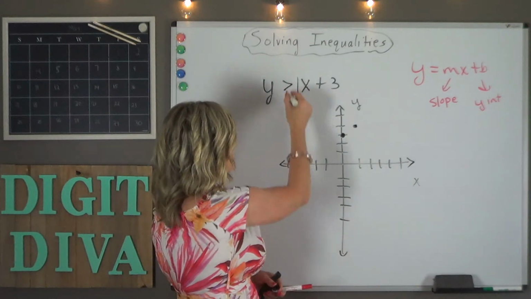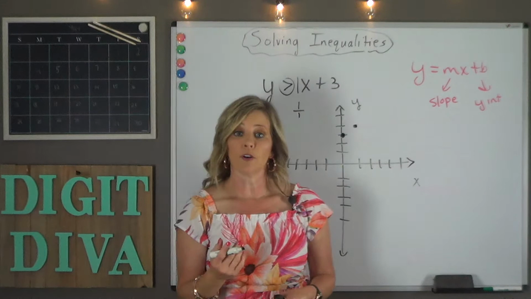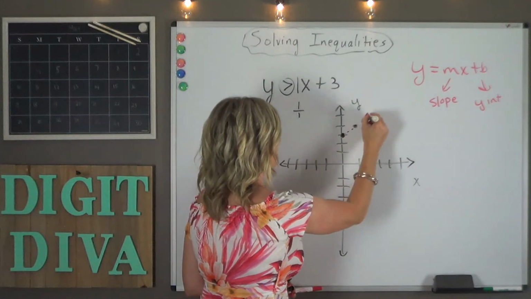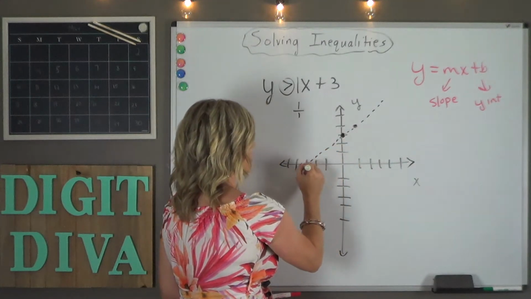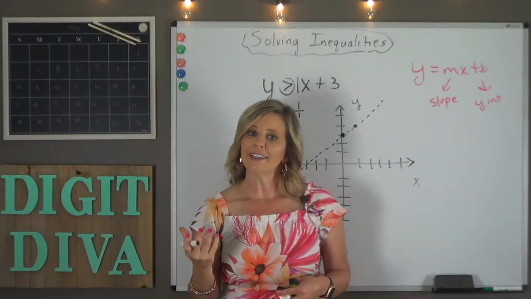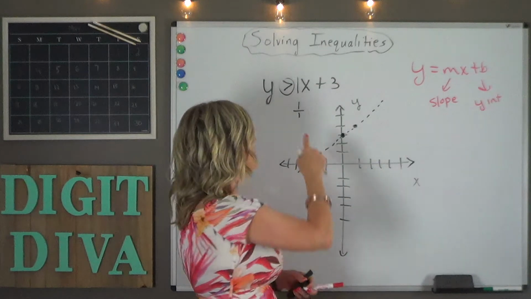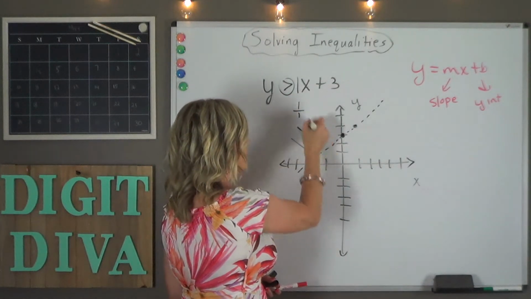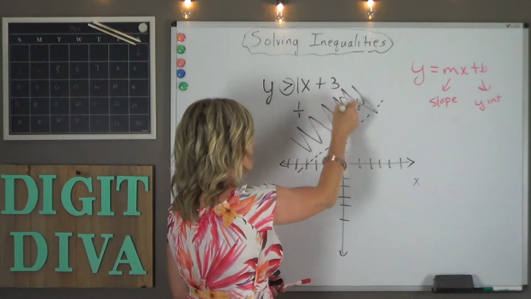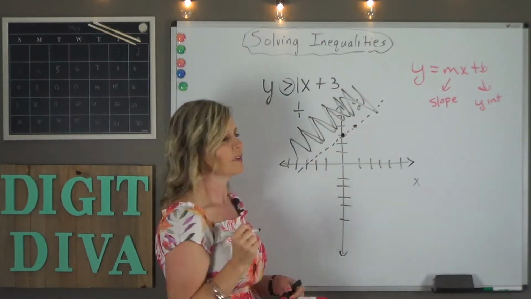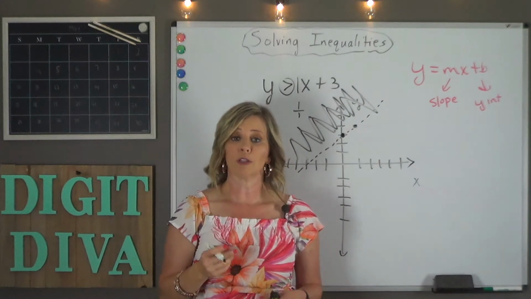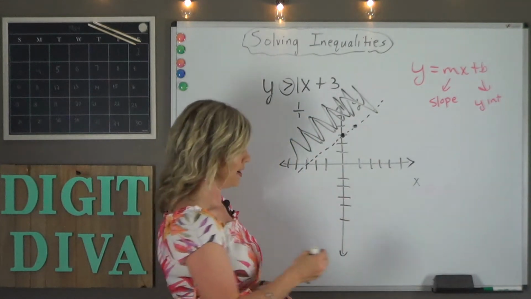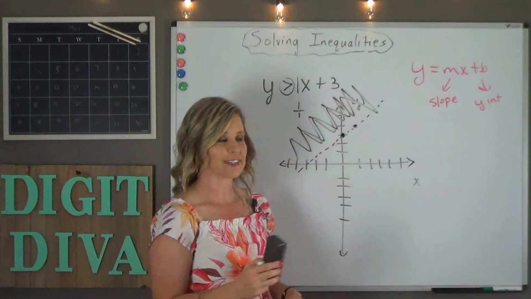And then the rule states, if you have a greater than or less than symbol, your line is dashed. So I would connect those 2 points with a dashed line or a dotted line. And I need to shade in the answer, okay? Y is greater than. Well, if you're greater than something, you're above it. So I would shade above that dashed line. And that's what that inequality would look like when you graph it. Okay? All right. So let's move on to our next example.